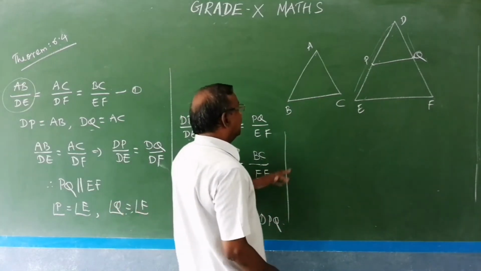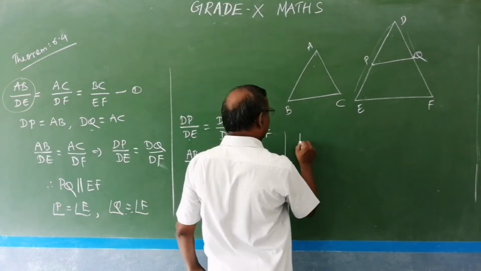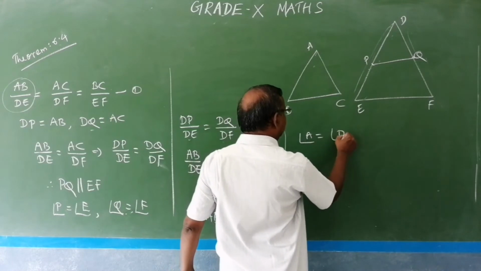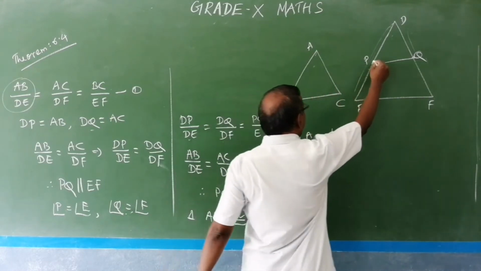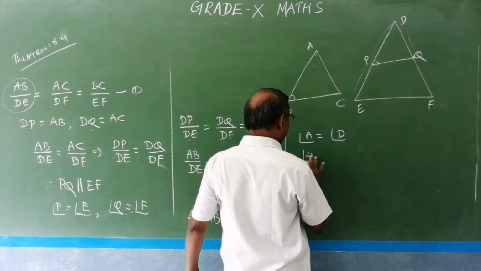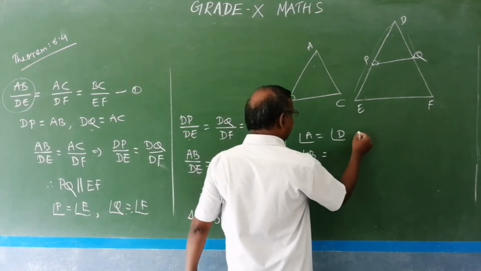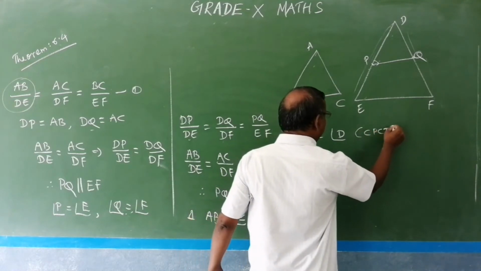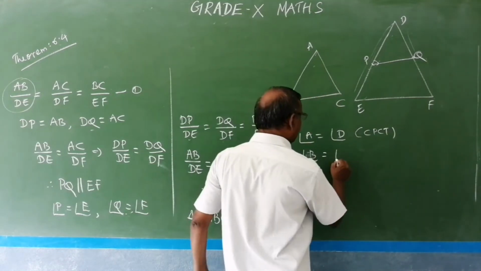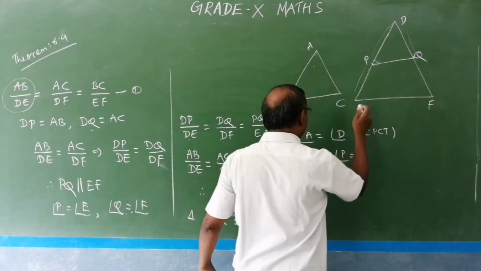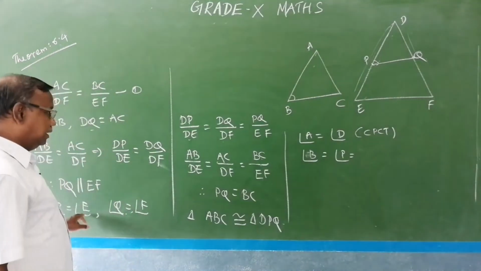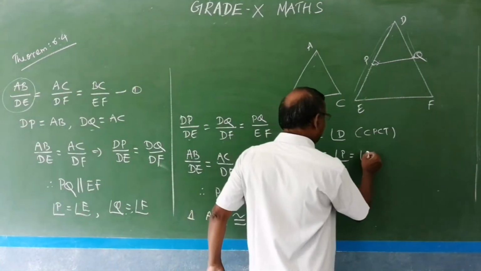Hence angle A equals angle D, and angle B equals angle P by CPCT. But angle P equals angle E, we have proved angle P equals angle E, so angle B equals angle E.